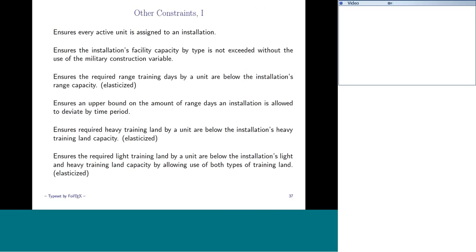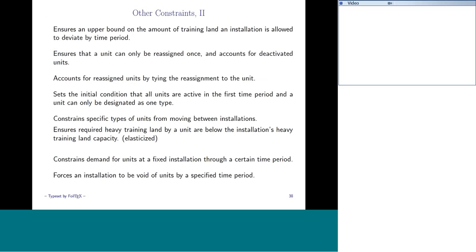So I've kind of detailed quite a few of them on the next 2 slides. We have to ensure that active units are assigned to an installation and that the capacity isn't exceeded. And that we have range training days for specific types of units, and those have to be honored in terms of both the requirements and upper bounds on the requirements. We need heavy training land for some of the units. We need light training land for others of the units. We've got about a 6-year model right now. We don't want to be reassigning units multiple times.